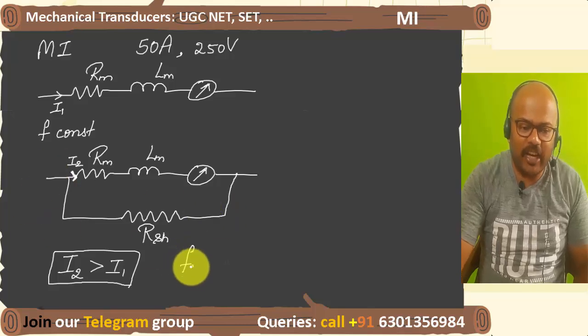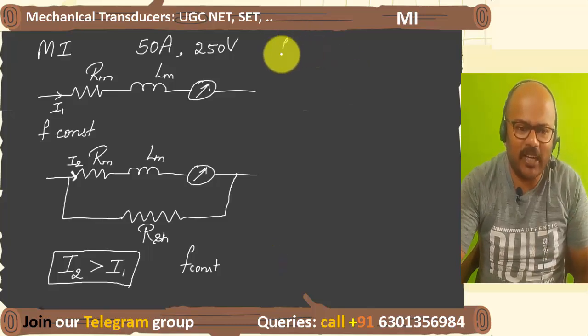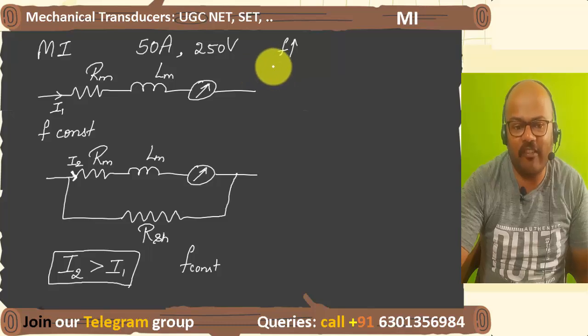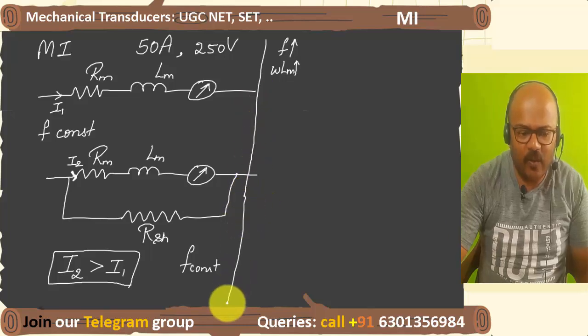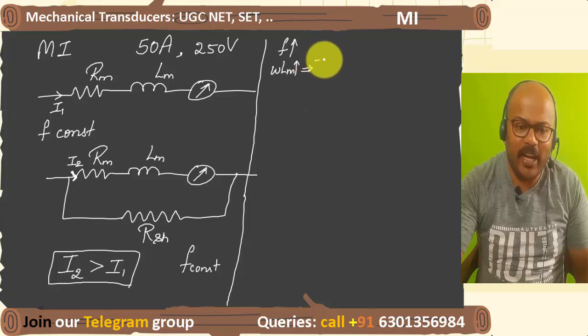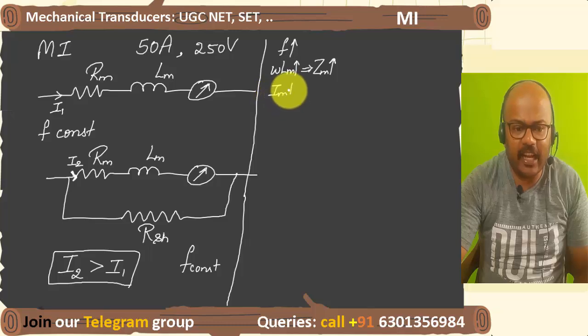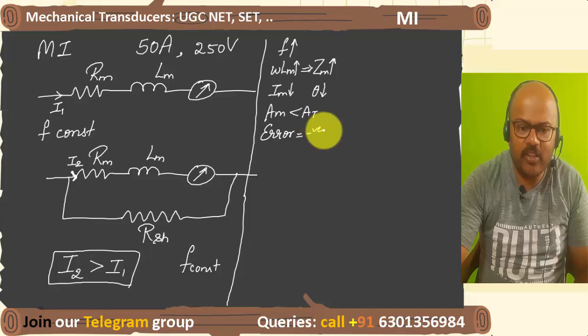Here also you have assumed the frequency is constant. Suppose you increase the frequency. Lm is a function of frequency, so omega Lm increases. When omega Lm increases, the meter impedance also increases, and the current in the meter will decrease. So what is the measured value? The measured value will be less than the true value. So the error you got is negative.